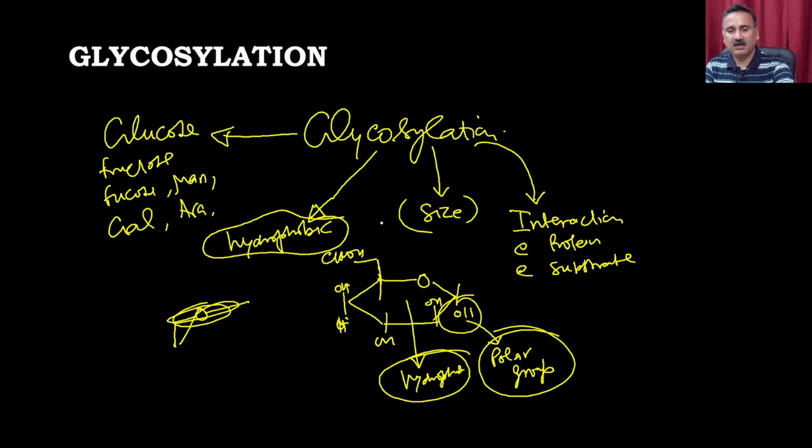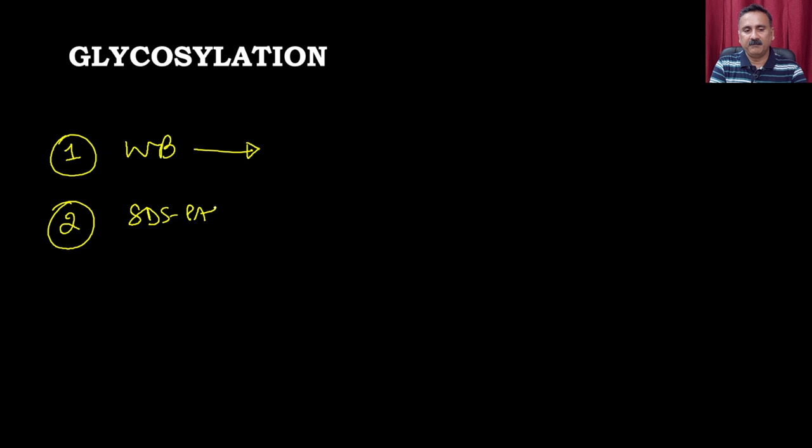Now, the question comes: how can you study glycosylation if the protein is getting glycosylated? Number one, you can use Western blotting with the help of anti-glycosylation antibodies, and that anyway we are not going to discuss. Number two, you can use SDS-PAGE. Remember that the method we are discussing is more about when you have pure proteins.